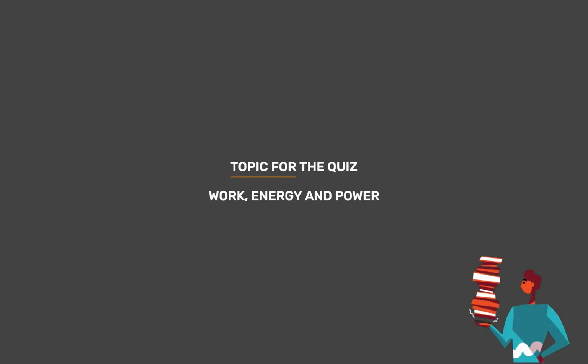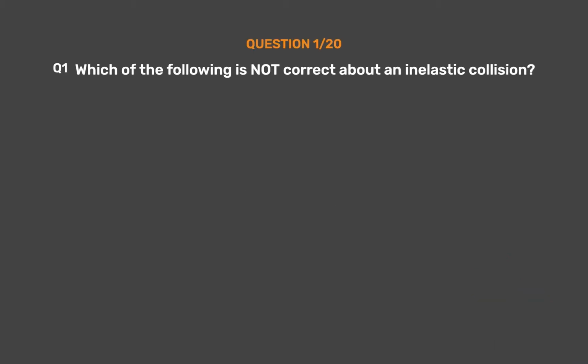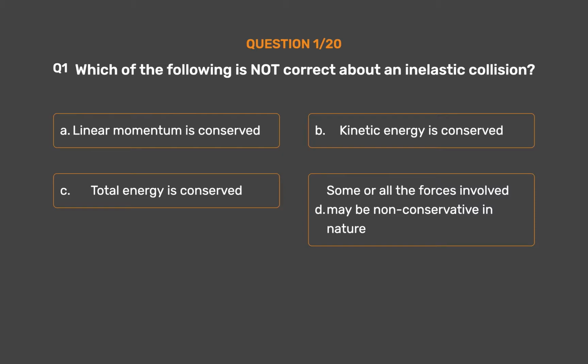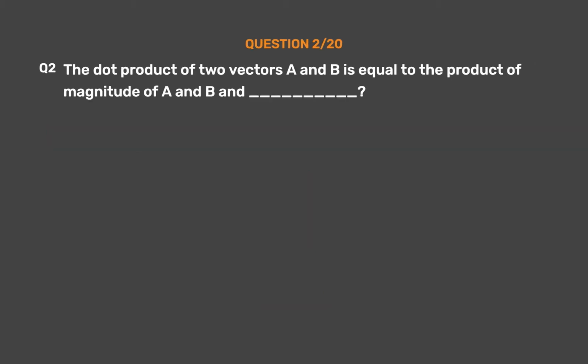Topic for today's quiz is work, energy and power. Question number 1. Which of the following is not correct about an inelastic collision? Option A. Linear momentum is conserved. Option B. Kinetic energy is conserved. Option C. Total energy is conserved. Option D. Some or all the forces involved may be non-conservative in nature. The correct answer is Option B. Kinetic energy is conserved.